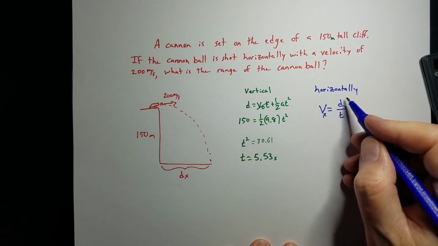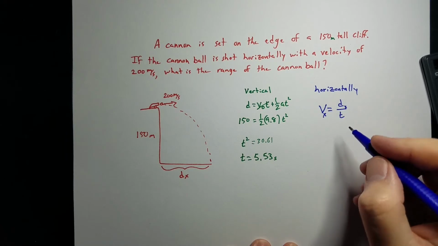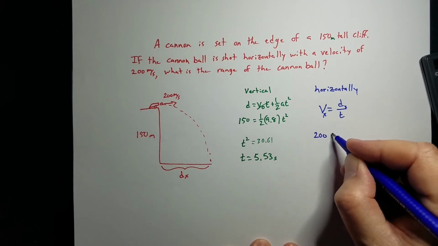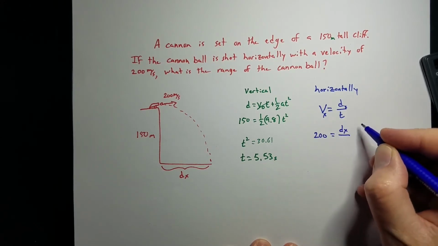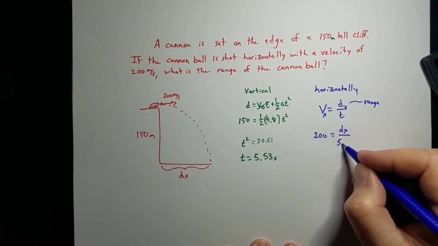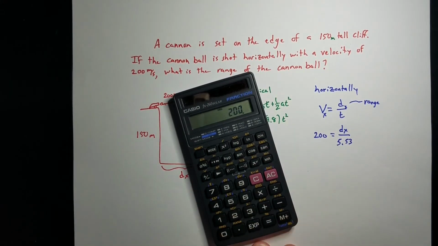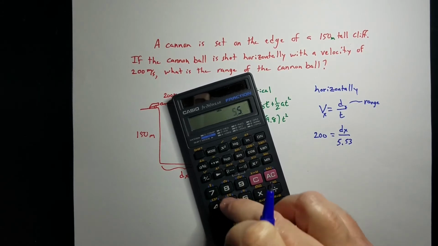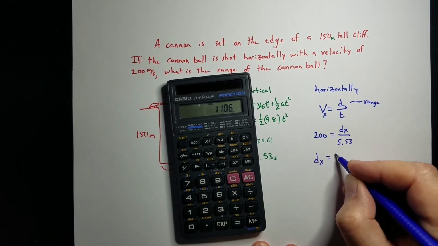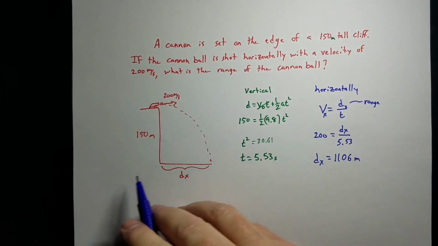The velocity in the x equals the distance in the x divided by time, because there's nothing pushing or pulling it sideways. And so the velocity in the x was 200. The dx, which is what we call range, we don't know, but it had a time of 5.53 seconds. Time's a scalar, so it can go in either the horizontal or the vertical parts of this because it's not dependent on direction. So my distance is 1,106 meters that it will travel before it hits the ground.